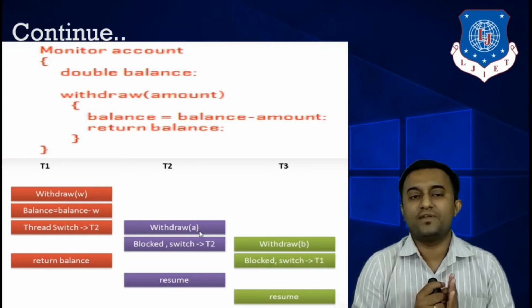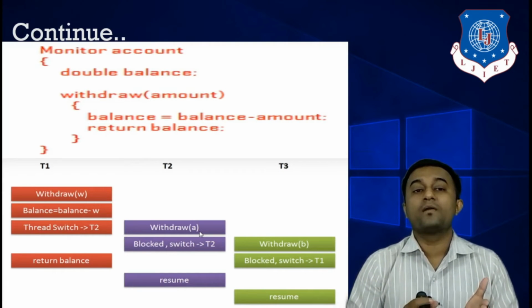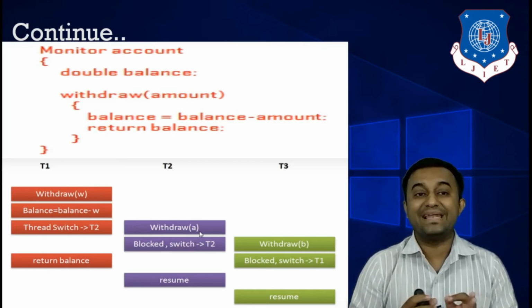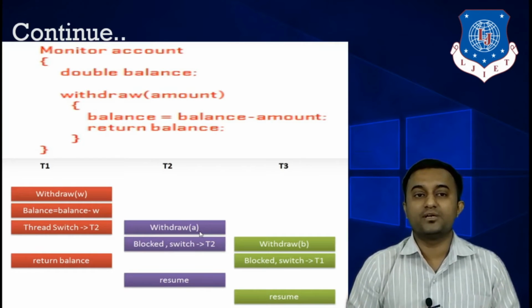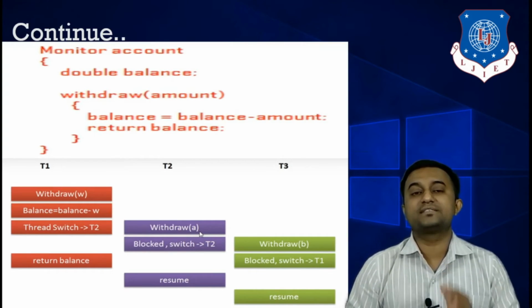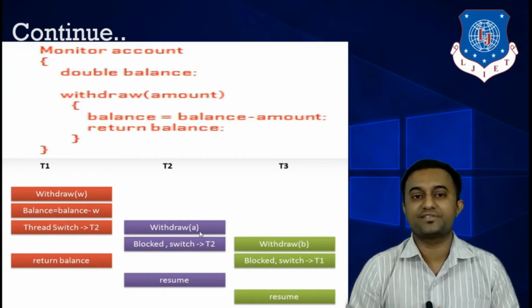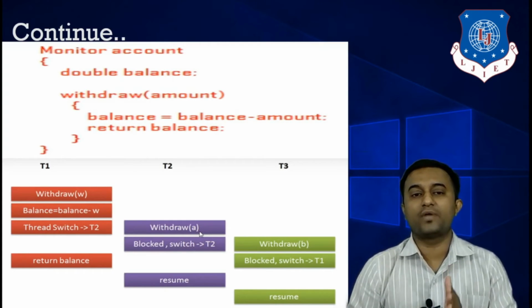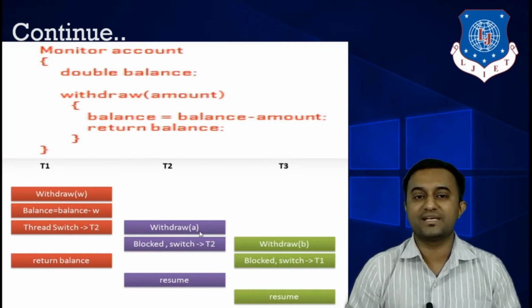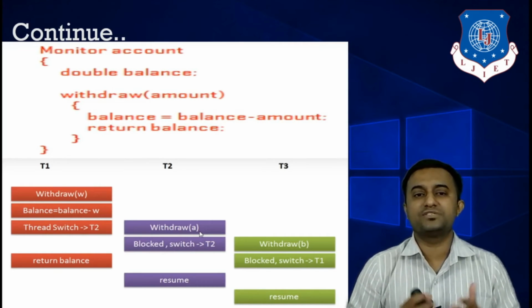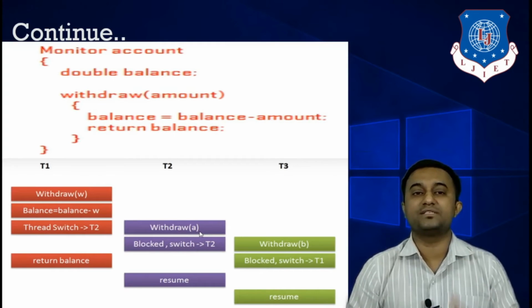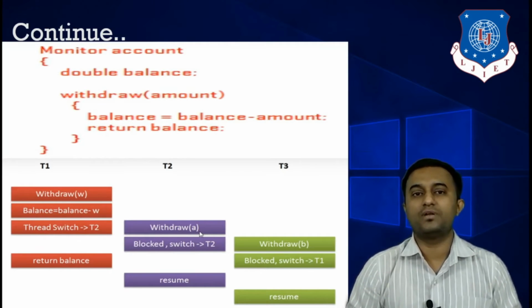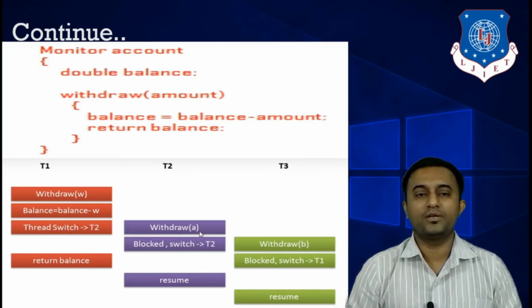Once T1 finishes its task, the lock is released by the monitor, so that other threads can use these shared resources. So T2 can resume its execution, and once T2 completes its task, then T3 can execute its own task, using this shared variable and procedure. In this way the monitor works in a multi-threading environment.